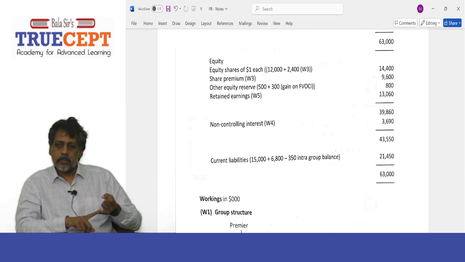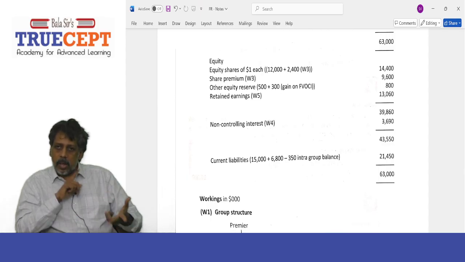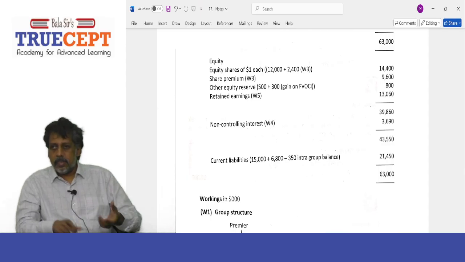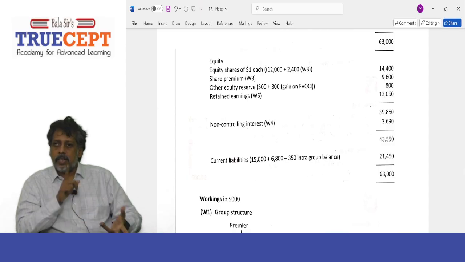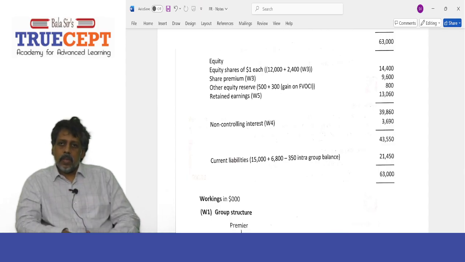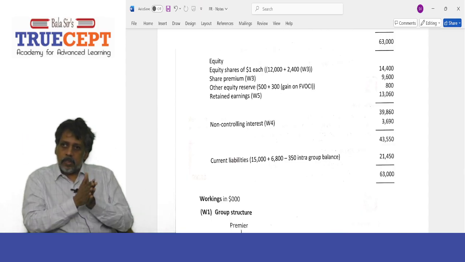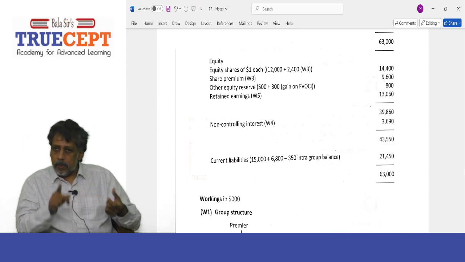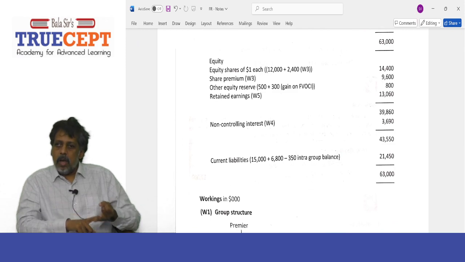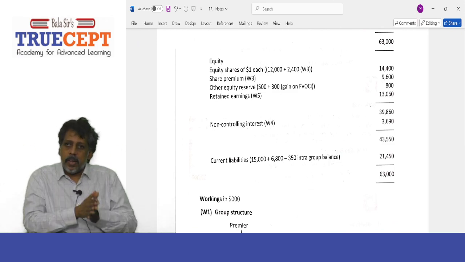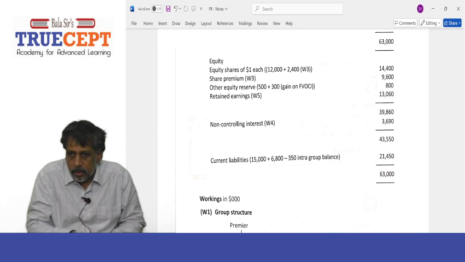Then other equity reserve 500 plus 300 gain on FVOCI, exactly, 800. Retained earnings 13,060. Remember, in the examination you can add up all three numbers: your securities premium, other equity reserve, and retained earnings. All put together will be labeled as other equity. Is that fine? Yes, sir.